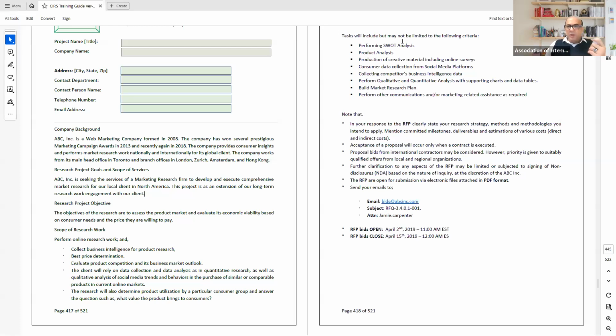Then task will include, but may not be limited to the following. When people write things like may not be limited to, they're basically giving a little bit of room to themselves so that they can later on demand a little bit extra work or add to this initial RFP. And so they write performing SWOT analysis, product analysis, consumer data collection. I would encourage you to read this just so that you get an idea of what you can expect to see as the first document coming from the client side.